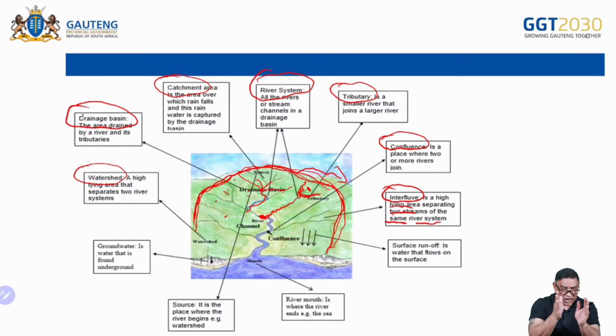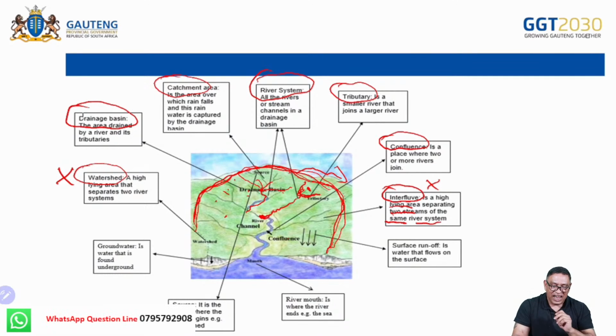But obviously, when you're studying this, you must be cautious, because sometimes people mix up the watershed and the interfluve. So remember, your watershed is a highline area separating two river systems, all right? But your interfluve is a highline area separating two streams of the same river system. So this is one river system, and this highline area is separating two streams, whereas this separates two separate river systems like the Vaal and the Tugela rivers.